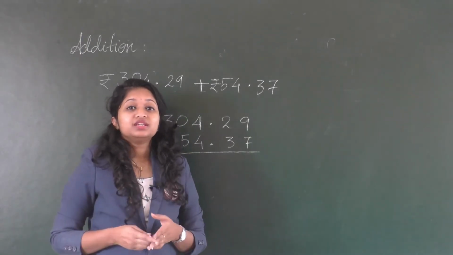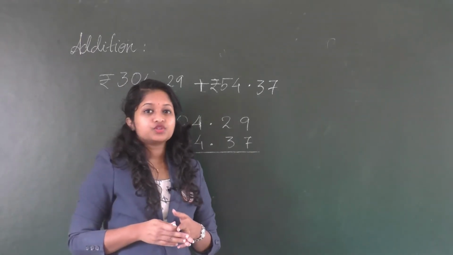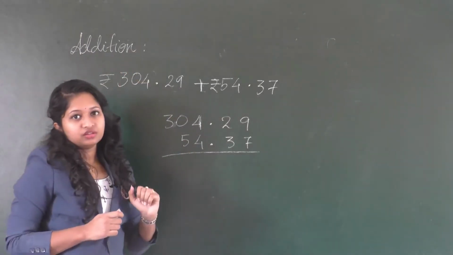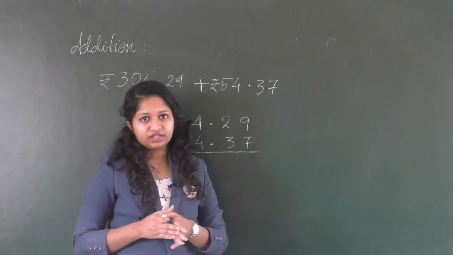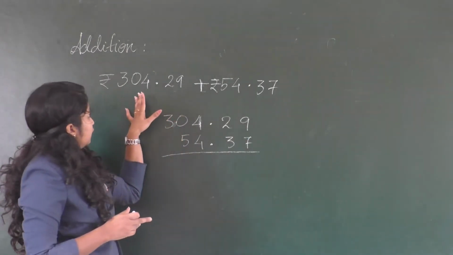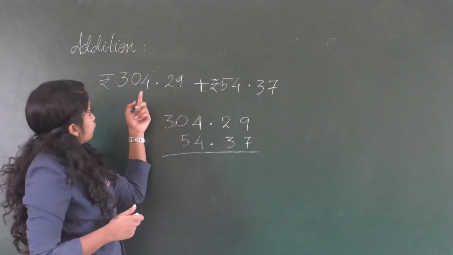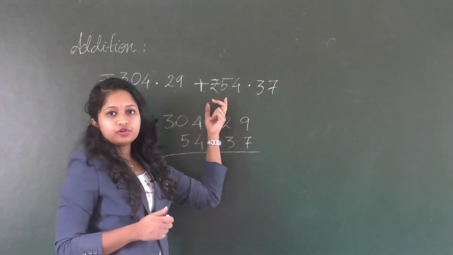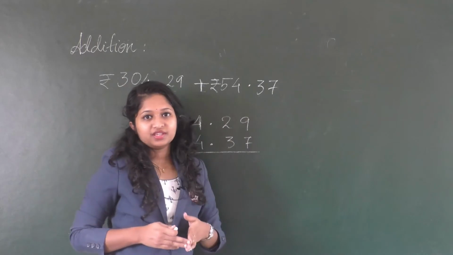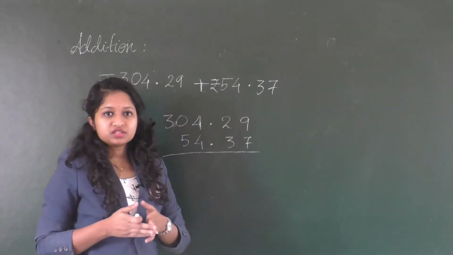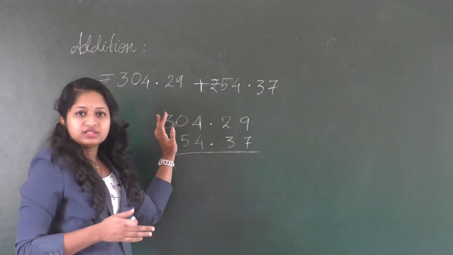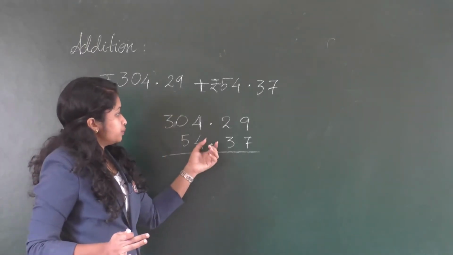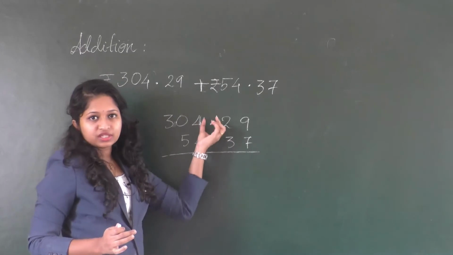Now let's see the operations on money. So the first operation we are going to learn is addition. Let's add money now. Here I have 304 rupees 29 paise plus 54 rupees 37 paise. So now how to add it? It is the normal way of addition, but remember to place the point in a straight line.